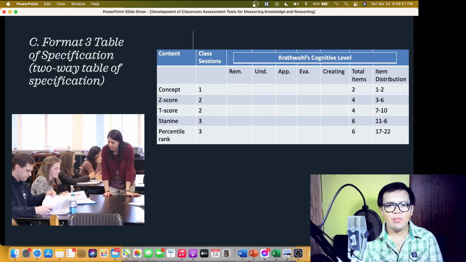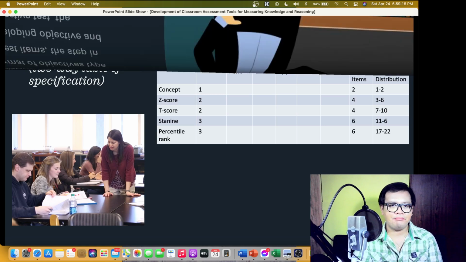So concept one, say for example, has one class session, Z score has two sessions, T score two class sessions, stanine has three, percentile rank has three. So probably a total item of two or maybe four or maybe six on that particular content. And the item distribution should correspond to how many total items should be given.